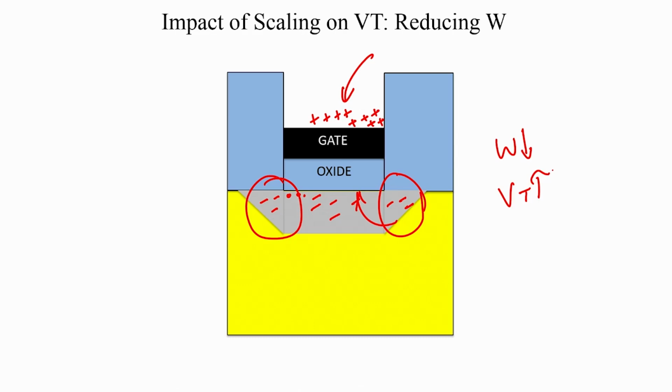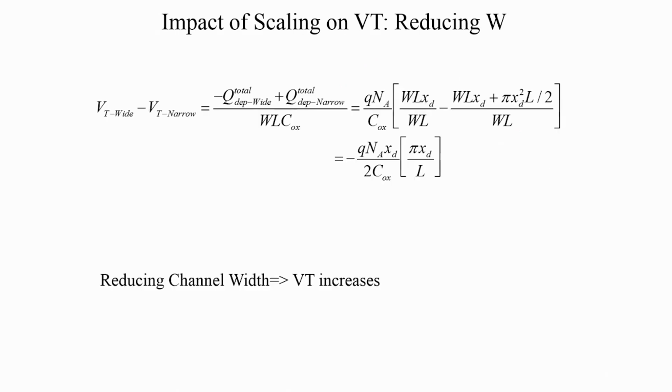And it is again a percentage question. So, this is my channel width W, these regions have now become significant compared to this W, and therefore, the VT actually increases.